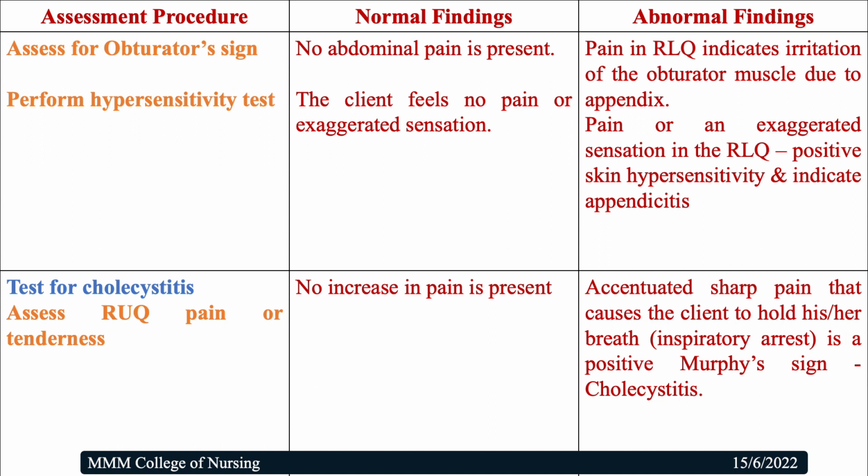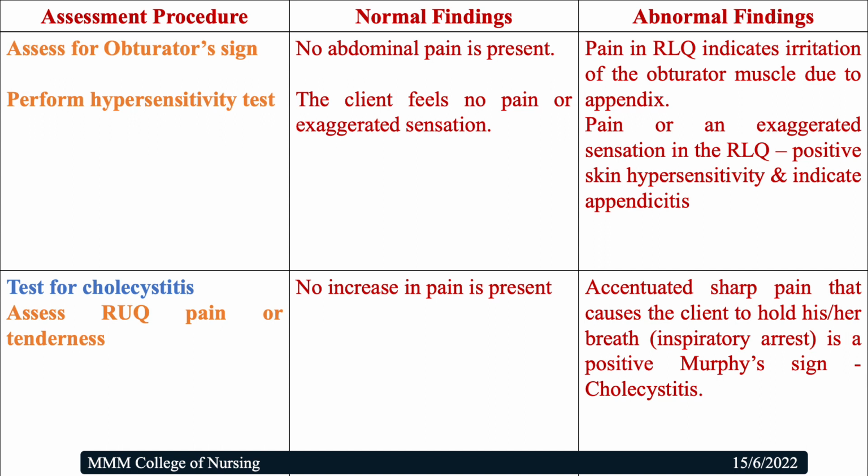Here, stroke the abdomen with a sharp object, for example a broken cotton tip applicator or tongue blade, or grasp a fold of skin with your thumb and index finger and quickly let go. Do this several times along the abdominal wall. Normally, the client feels no pain or exaggerated sensation. Abnormal findings show pain or an exaggerated sensation in the right lower quadrant, suggesting positive skin hypersensitivity, indicating appendicitis.